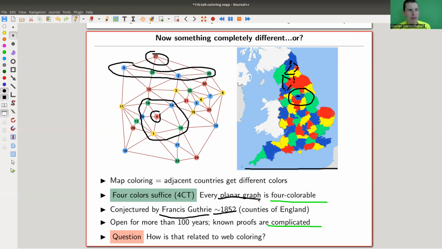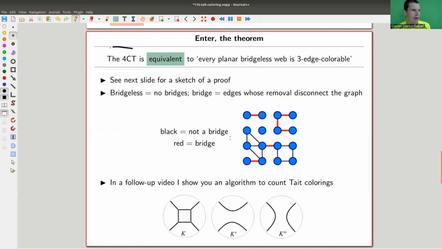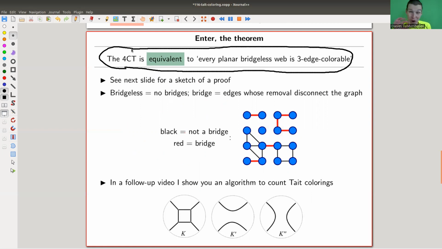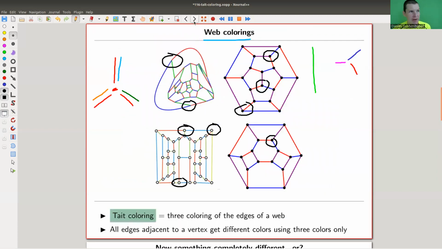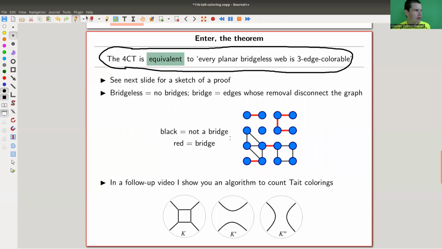And Tait tried to prove it in the following way. Tait came up with the 4CT, the four color theorem, and found that the vertex coloring problem for the four color theorem is equivalent to an edge coloring problem of webs. So every planar web is three colorable, and three colorable is exactly what I showed you, this web coloring with three colors. There is a condition on being bridgeless, which I will usually ignore, just a condition you need anyway.